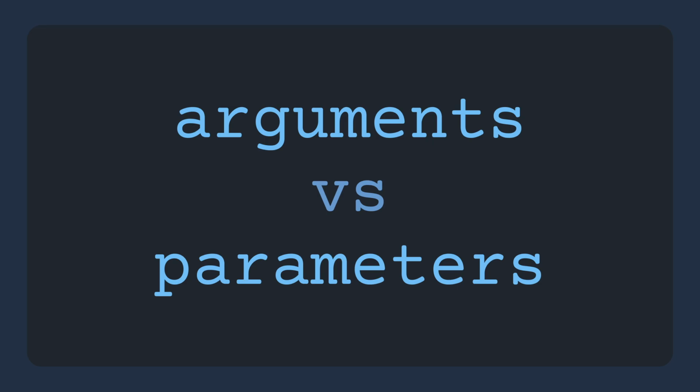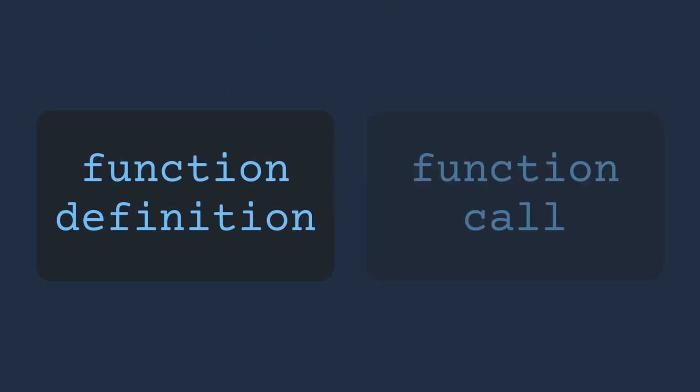Okay, so you've probably heard the word argument and parameter more than once, maybe many times. But the difference can be a little bit unclear. So let's clear up any confusion between the two. First, function definitions versus function calls. To better understand the difference between arguments and parameters, it's helpful to think about the difference between function definitions and function calls. Let me explain what I mean.